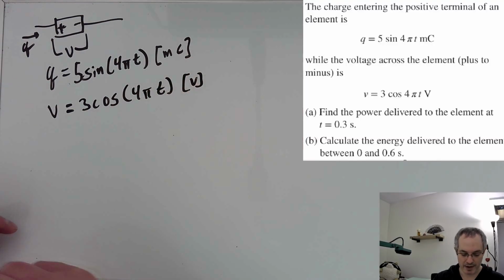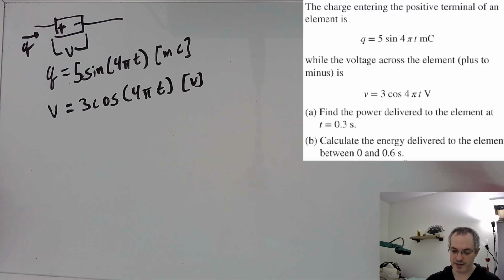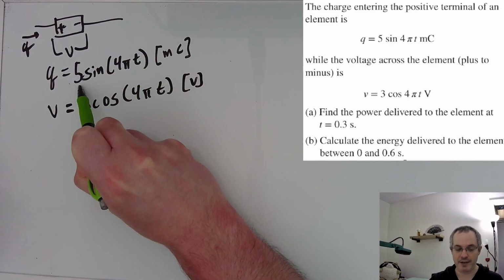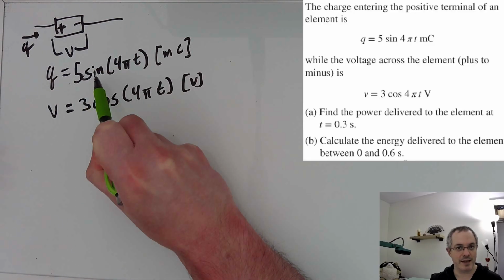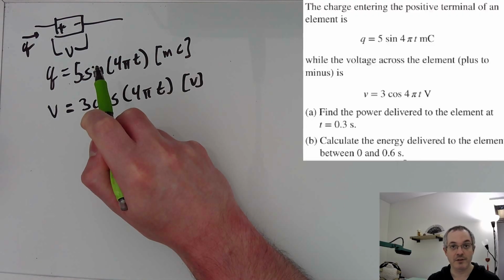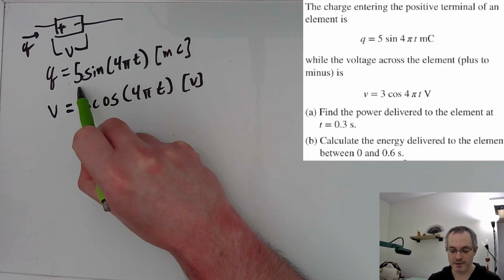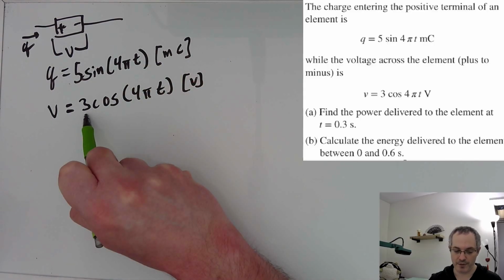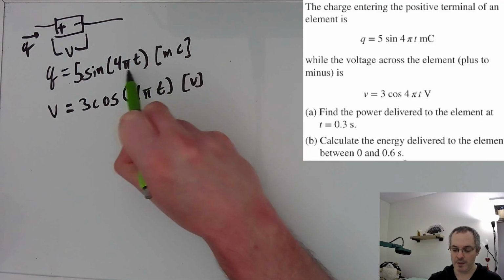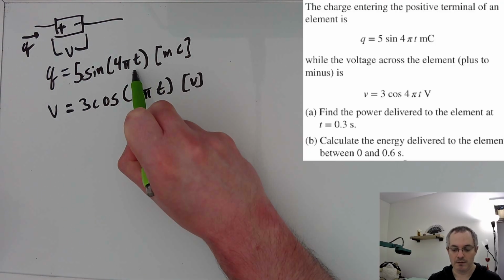See, the reason I hate it is because this unit is attached to the number that's outside of the sine. Because sine and cosine can't give you anything that has units. They don't return something with units. That means the 5 has units of millicoulombs. The 3 has units of volts. But what unit does t take? I don't know. It doesn't say.